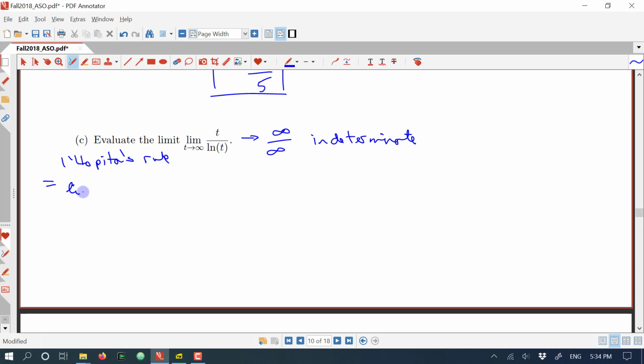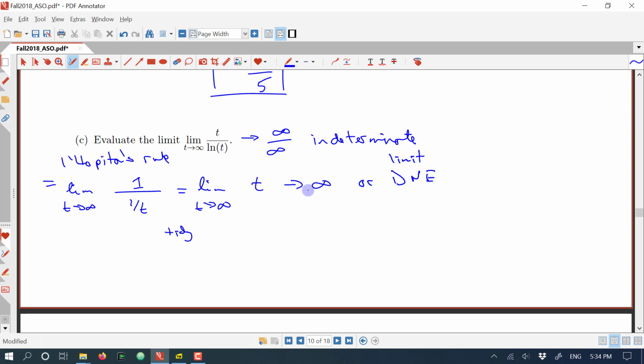So we're going to take the same limit as t approaches infinity, but what L'Hopital's rule says is we can trade the original limit for the derivative of the numerator, 1, all divided by the derivative of the denominator, which is 1 over t. And then we just tidy that up a little bit. We get the limit as t approaches infinity of just t, 1 over 1 over t, and then that is very clearly going towards infinity, or the limit does not exist. There's no finite number that we're approaching as t approaches infinity here.